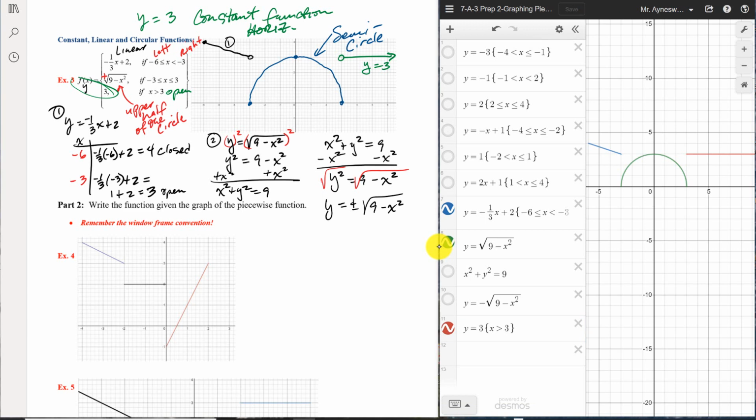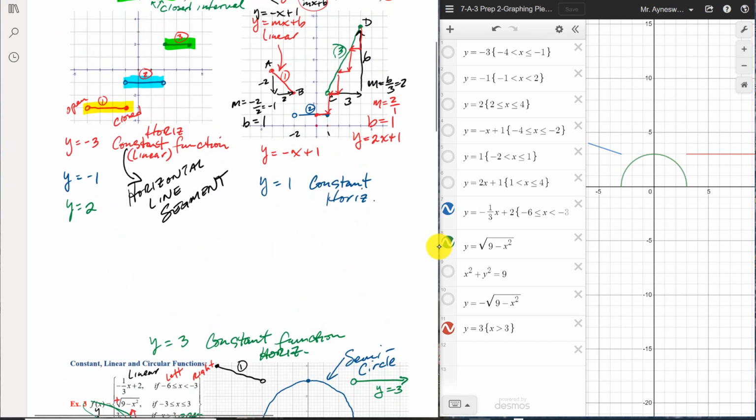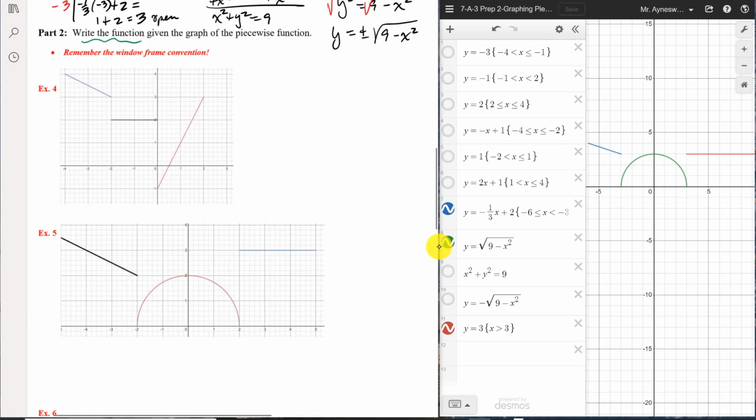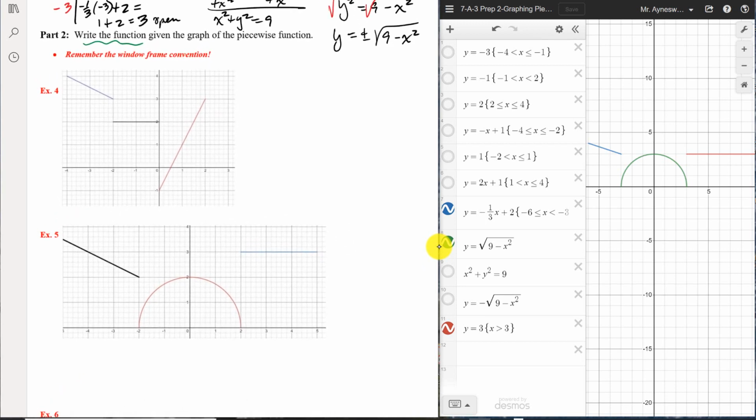Now let's reverse the process. I give you the graph, we have to write the function. So this is what the main part 2 is about. Here we go. So hopefully you learned from the previous graphs. Part 2, here we go. So write the function. We have 3 pieces: piece 1, piece 2, piece 3.